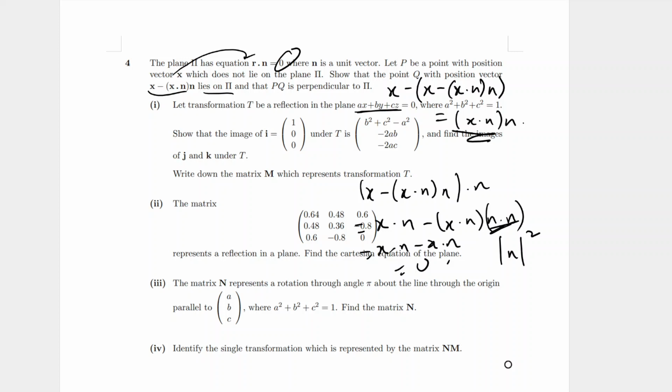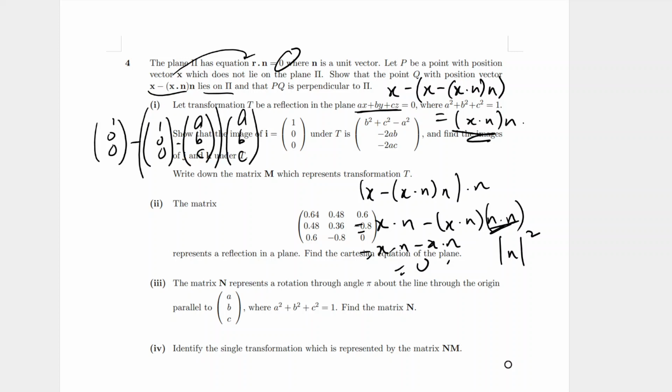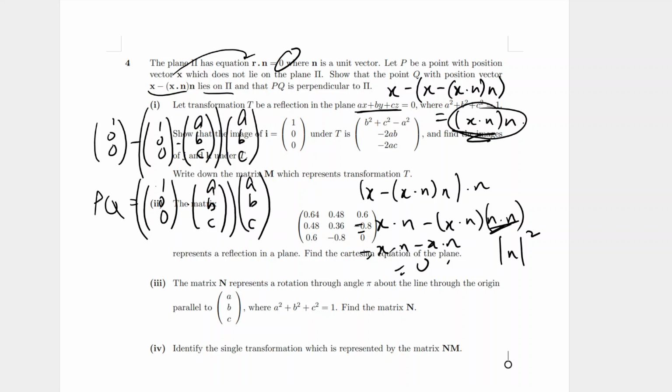This is my Q. And what do I want? I want PQ. PQ is just x dot n times n, so (1, 0, 0) dot (a, b, c) times n, (a, b, c). Which means that this is a squared, and then ab, and then ac.